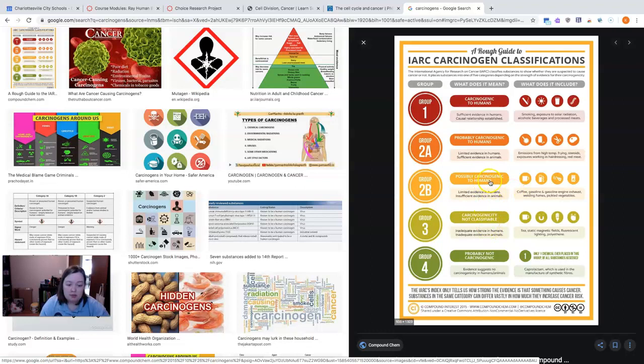So things that are possibly carcinogenic to humans: coffee, gasoline, exhaust fumes, welding fumes, pickled vegetables, odd, right? Frying and steroids, exposures to working in hairdressing and red meat. And if you notice, the higher up I go, the more carcinogenic they get. Smoking, exposure to UV radiation, so too much time in the sun can cause mutations. Alcoholic beverages and processed meat. So many of these things are around us all the time.